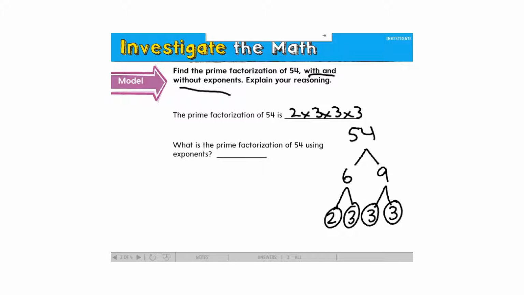With exponents, we have 2, not repeated, right? 2 is not repeated this time, times 3. That's repeated 1, 2, 3 times. So 2 times 3 to the third power should be your exponent. Do you see all we've done was we just condensed it and made it an easier way to write it.